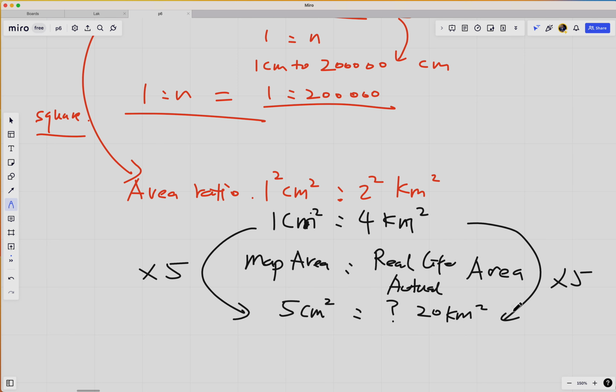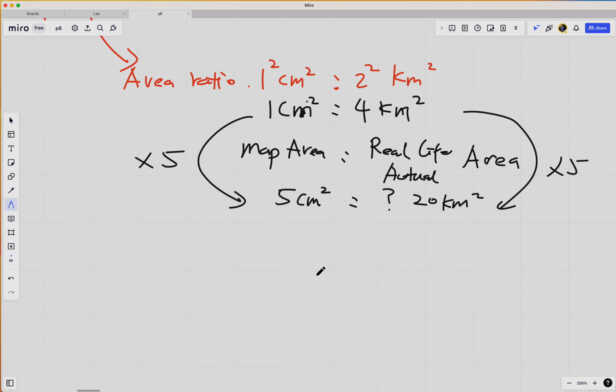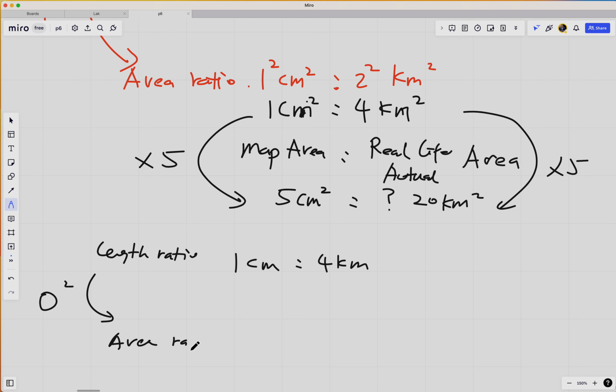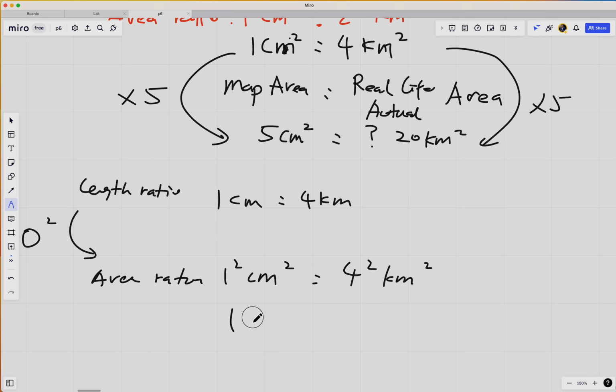For just now the case, you can still recall, according to your scale is 1 cm to 4 kilometer. This is the length ratio, by the way. So you need to square it, square means something to the power of 2, to get the area ratio. So you square everything: 1 square, cm square, 4 square, kilometer square. Simplify it, 1 cm square to 16 kilometer square.